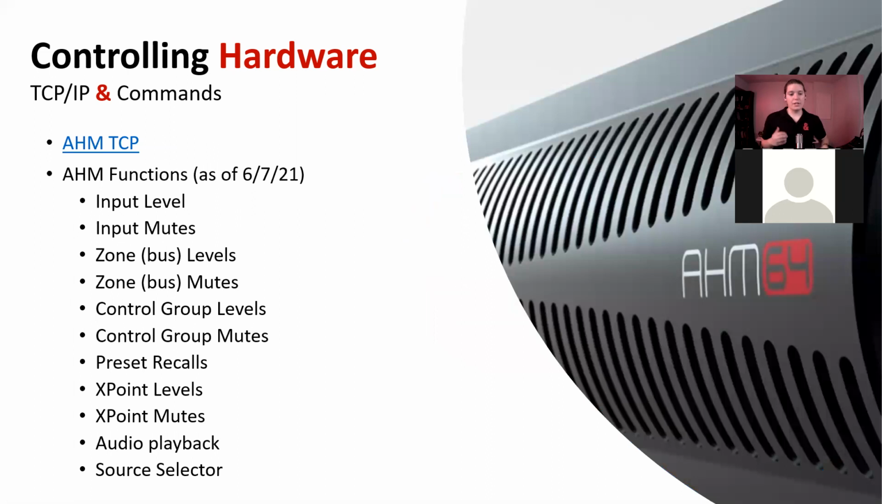Okay, so let's go over all the different kinds of commands. Basically, what we've programmed into our consoles and our matrix processors, and what we're able to tell them to do. So the AHM, as of two days ago when I made this, we can change the input level. We can have input mutes, zone levels, zone mutes. We can do control group levels and mutes, preset recalls, crosspoint levels, crosspoint mutes, audio playback, and source selection, all with TCP/IP or MIDI programming.